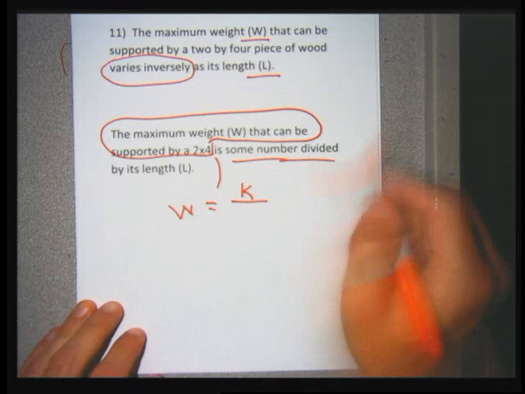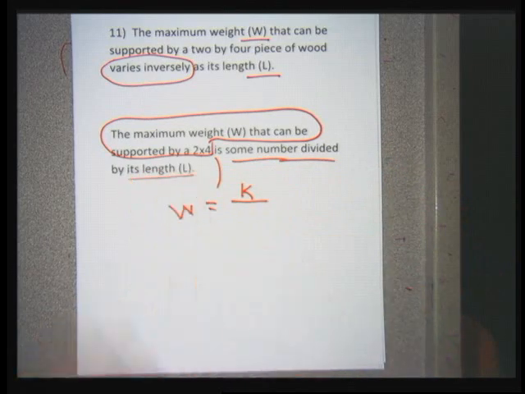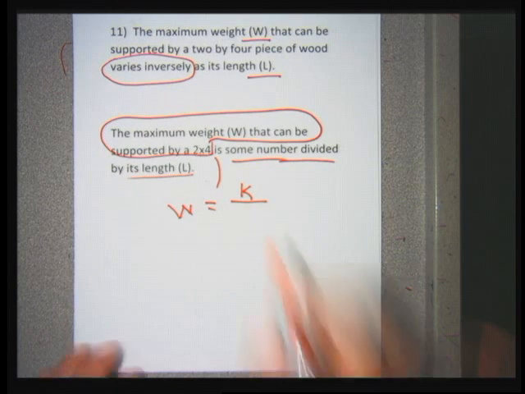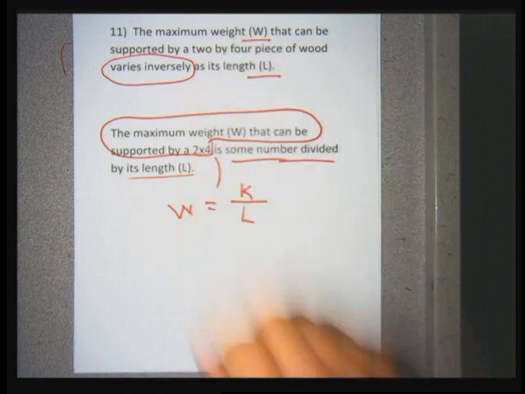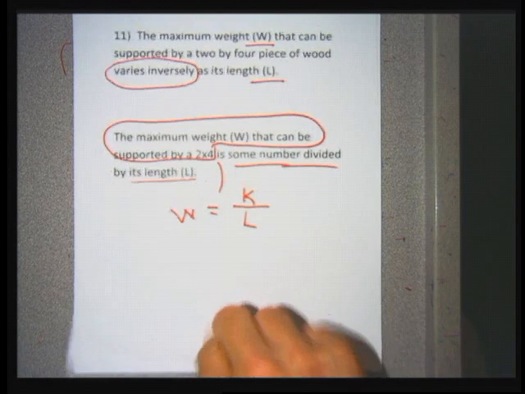And then after the word divided by, I see its length. And I don't see any words that tell me I need an exponent or a radical. So I'm just going to put an L down low, and I get W equals k over L. And that's the equation that relates the words in problem 11.